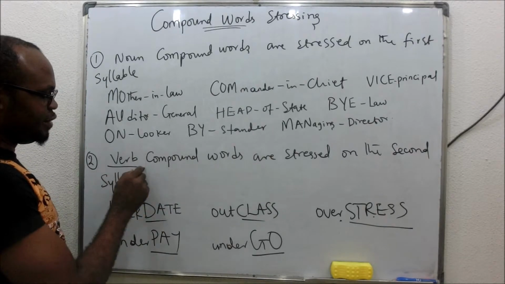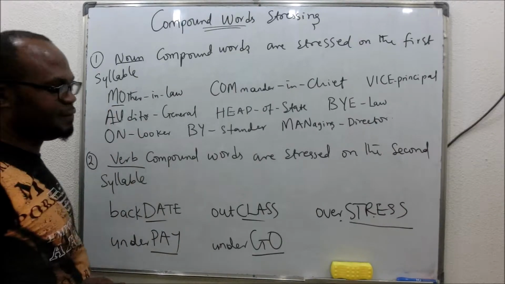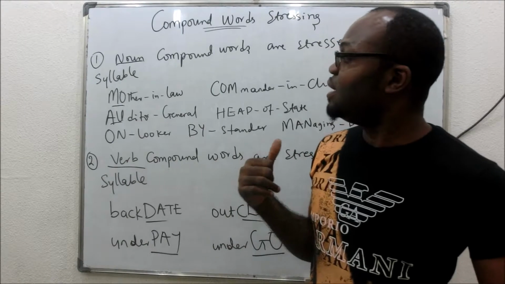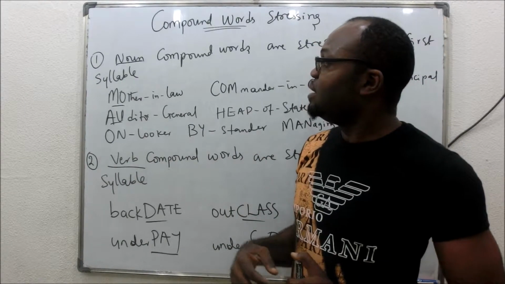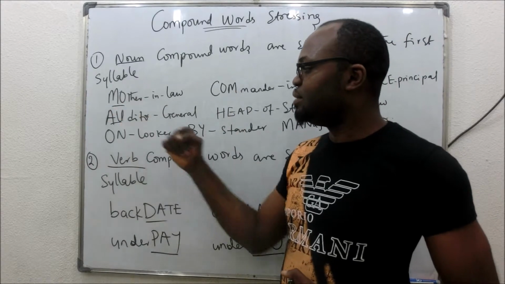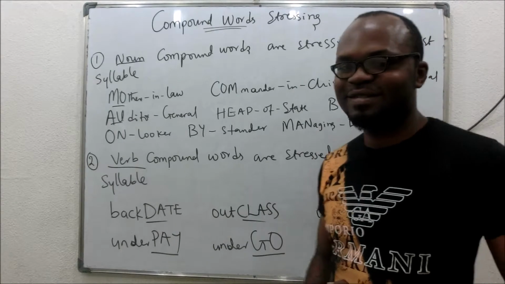These are for verbs. Whereas for noun, the stress should be on the first syllable. So very important, need to take note of these two things. So whenever you have a noun compound word, the stress is on the first syllable. Whereas whenever you have a verb compound word, the stress is on the second syllable.